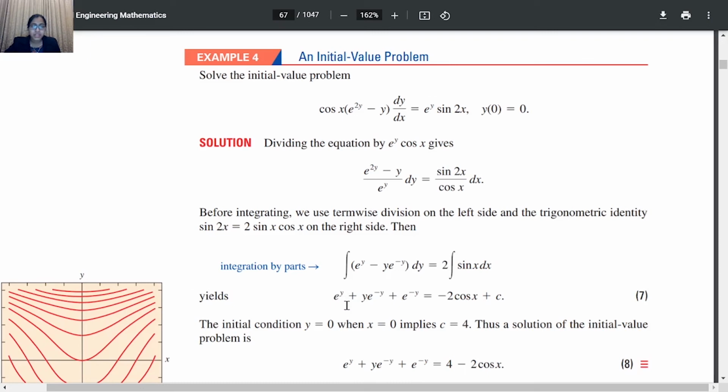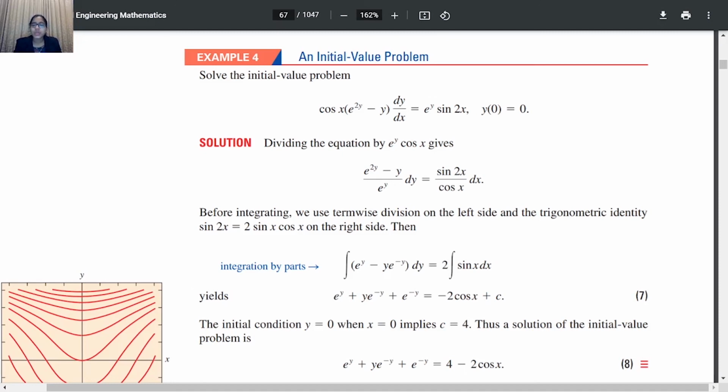So we have e raised to y plus y into e raised to minus y plus e raised to minus y is equal to integral of sin x, which is minus cos x, minus 2 cos x plus c. Now we are given y of 0 is equal to 0. That is, when x is 0, y is also 0. Now what is e raised to 0? e raised to 0 is 1, right? So we have 1 plus 1, that is 2, right?